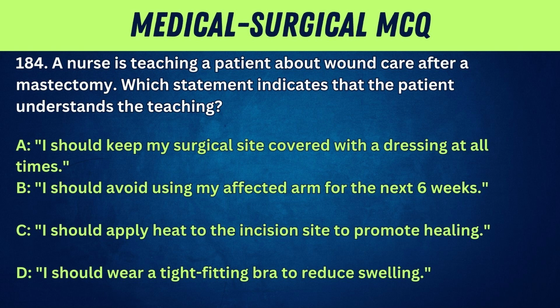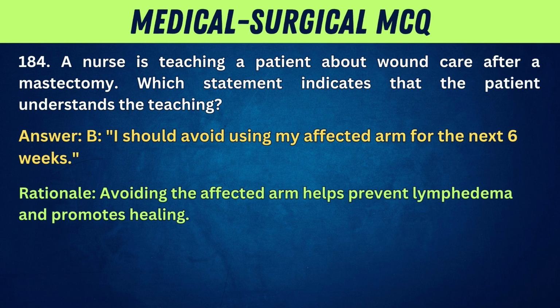184. A nurse is teaching a patient about wound care after mastectomy. Which statement indicates that the patient understands the teaching? A. I should keep my surgical site covered with a dressing at all times. B. I should avoid using my affected arm for the next 6 weeks. C. I should apply heat to the incision site to promote healing. D. I should wear a tight-fitting bra to reduce swelling. Answer: B. I should avoid using my affected arm for the next 6 weeks. Rationale: avoiding the affected arm helps prevent lymphedema and promotes healing.